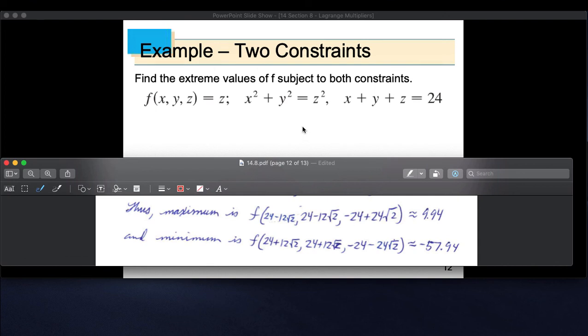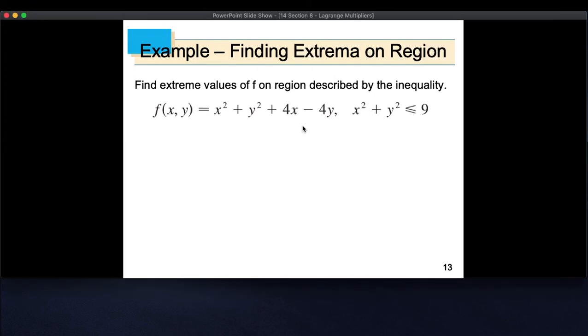Okay, let's take a look at one more example. Now, this last example, it's nice because we only have one constraint. So we're back to only using lambda, not lambda and mu, so that's nice. There's only one constraint here. And also, this problem is very similar to what we did in 14.7, where we first looked at the interior of some region, and then we had to also look at the border. So we actually have a lot of experience with this.